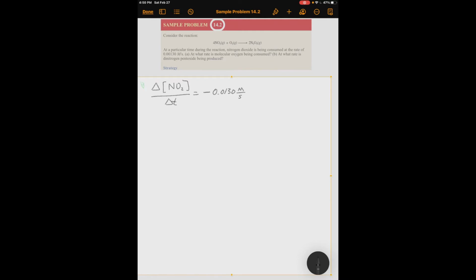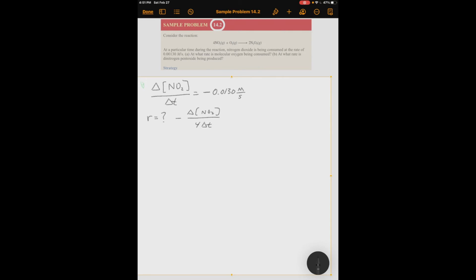The first thing I'm going to do is find the rate of the reaction. Okay? And so I'm going to say, okay, the rate is the negative change in the concentration of NO2 divided by 4 delta T. Okay, so that's from sample problem 14.1. If you don't know where I got that from, you have to go back and redo sample problem 14.1 because that's where I discuss it. If you look at the rate, it is divided by 4.